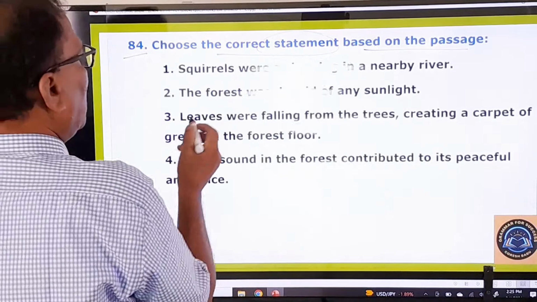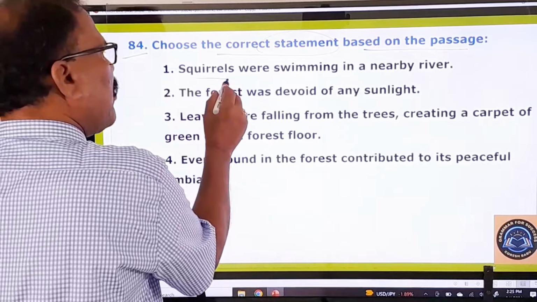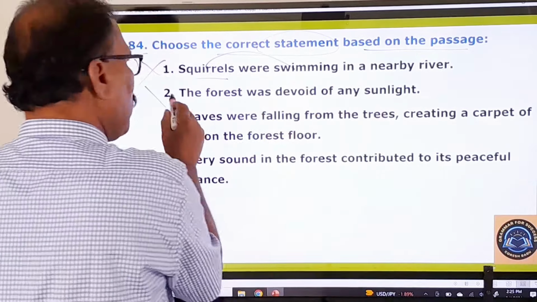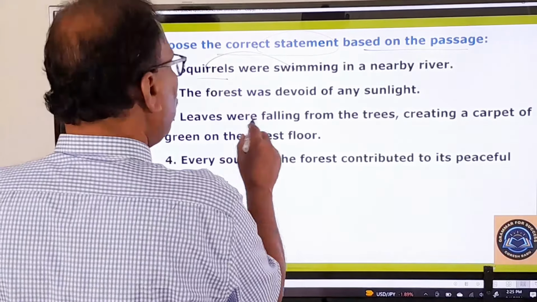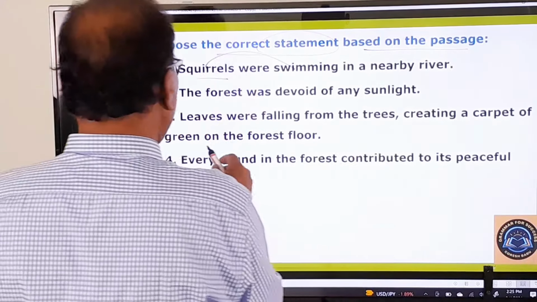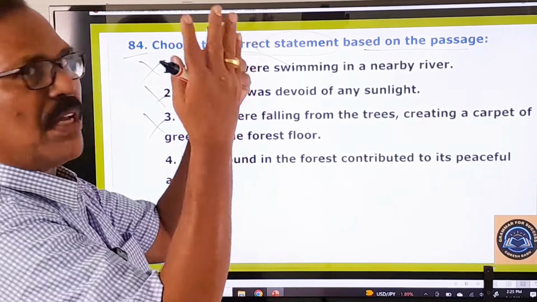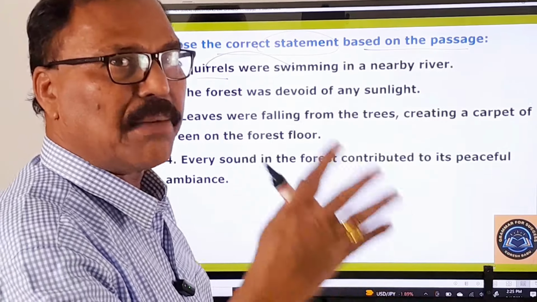What is that? Squirrels were swimming in a nearby river. Oh my God, will the squirrels swim in the river? No, it's not there. The forest was devoid of any sunlight. No. Is there no sunlight in the forest? No. That's why this is wrong. Leaves were falling from the trees, creating a carpet of green on the forest floor. No. Leaves are not falling. Of course, the leaves are there, and they are making some kind of rustling sound.